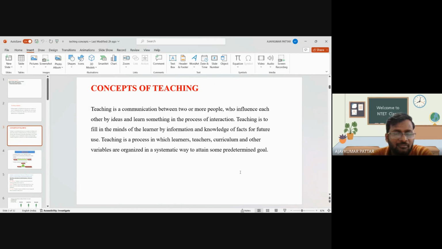Is this clear? Yes, sir. You have to remember keywords. Communication is there, sharing, influence, interaction is there. By the teaching process, learning will happen, and information and knowledge will be filled in the minds of learners for future use. And the teaching process has four things: learner should be there, teacher should be there, curriculum should be there, and other variables should be there, organized in a systematic way to attain some predetermined goal. Teaching always has some predetermined goal. Without a goal, we will not teach. That is the concept of teaching.